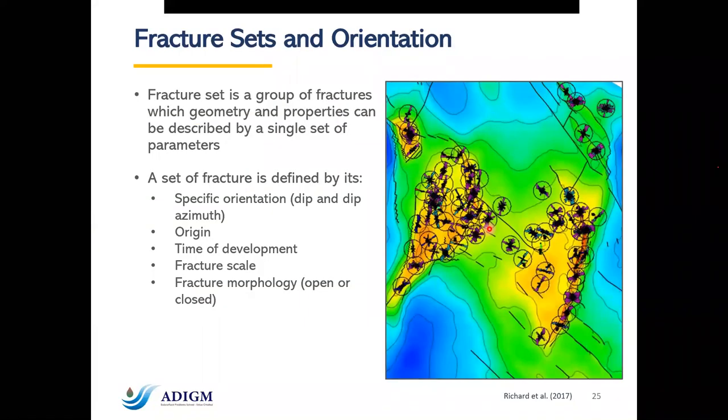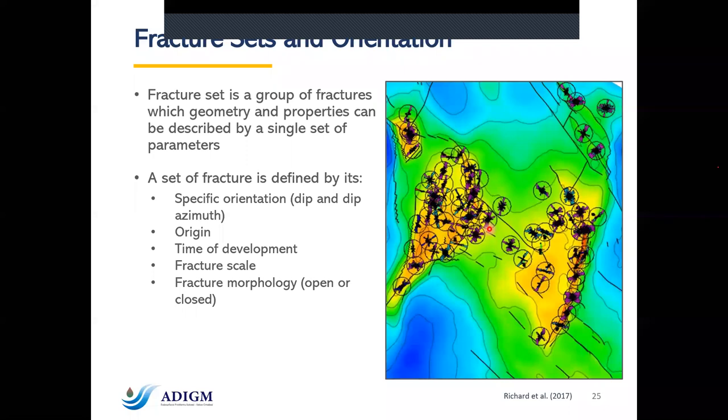So we go to the first one, the fracture sets and orientations. The fracture set is a group of fractures. From so many fracture data, we try to group them into several sets. Most of the time, these sets are defined using the fracture geometry, the fracture orientations, so it's defined by the fracture dip and dip azimuths. How to do that?